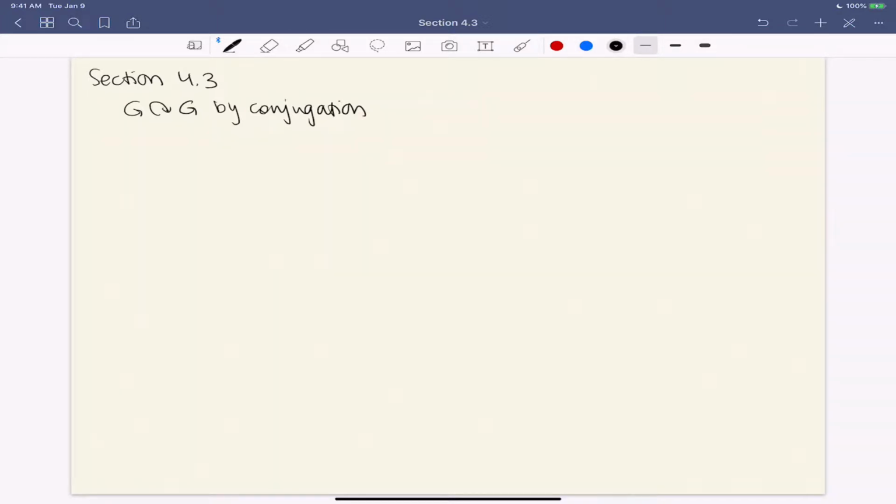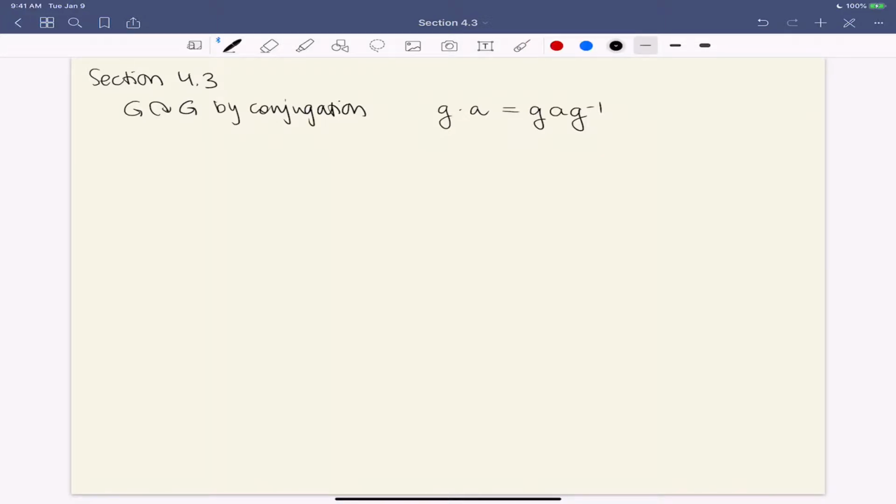So here, if I have g in G and a in G, the action of g on a is going to be g times a times g inverse. And I'll talk about this at the end of the video, but it's actually important that g is on the left and g inverse is on the right. So let's not mess this up ever again.